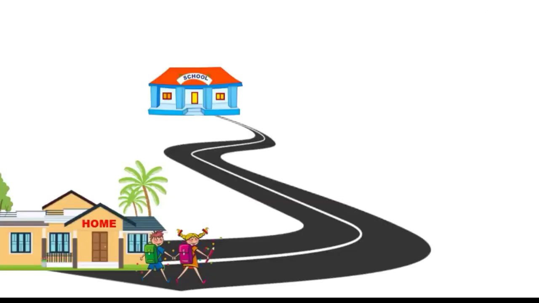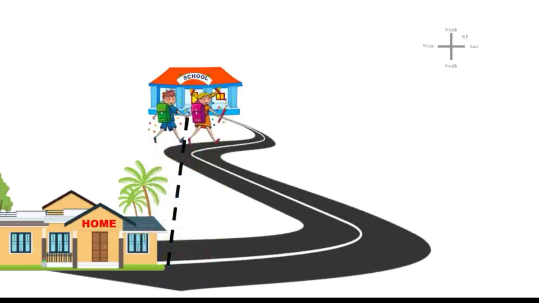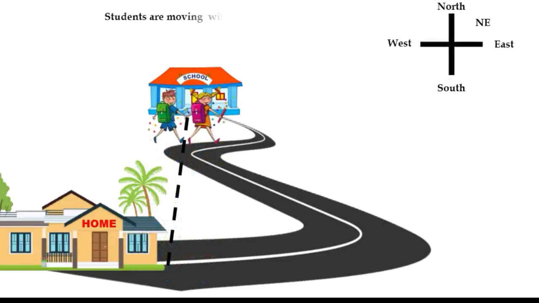Okay, so let's take one more example for the definition of velocity. The students are moving from home to school. They have one unique direction, that is the northeast direction. So the students who are moving with some speed, we have to mention the direction also. 5 meters per second is the magnitude, and northeast is the direction in which they are moving. So in this case we are talking about the velocity of these students.